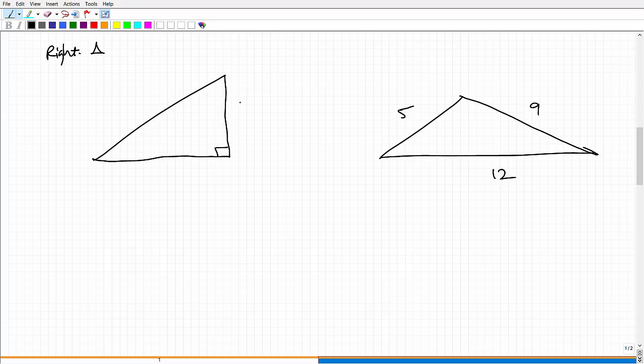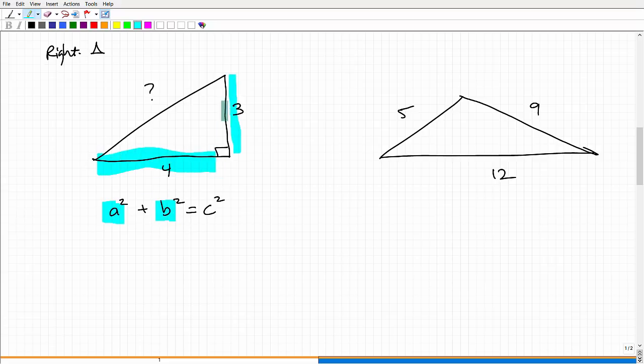Now, let's suppose this side is 3, this side is 4, and I wanted to know the length of this side here. Well, if you have a right triangle, you can use something called the Pythagorean theorem. And it says a squared plus b squared equals c squared. And you're like, well, what is that? Well, that means that these sides here, a and b, are the lengths of the smaller sides. c is the longest side. We call that the hypotenuse.